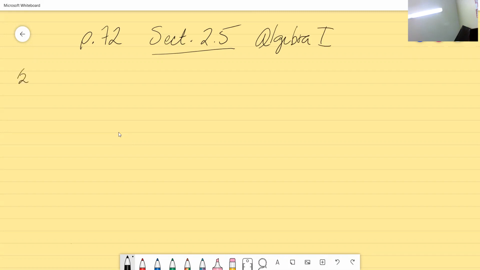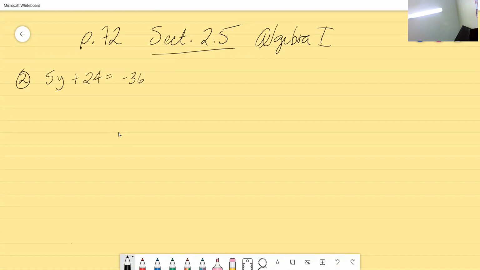Okay, so for number 2, what they've done with the first part of the A exercises, so 2 through 12, they're asking us to solve two-step equations. So number 2 has 5y plus 24 equals negative 36.